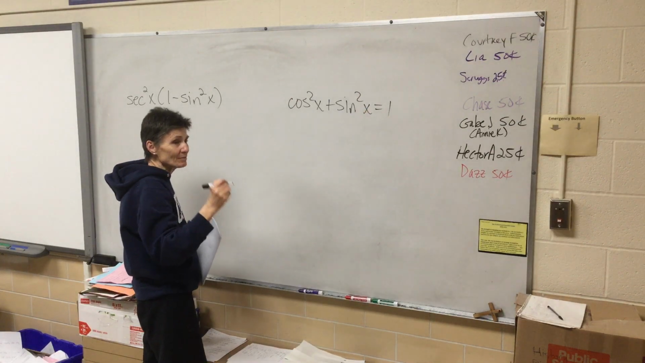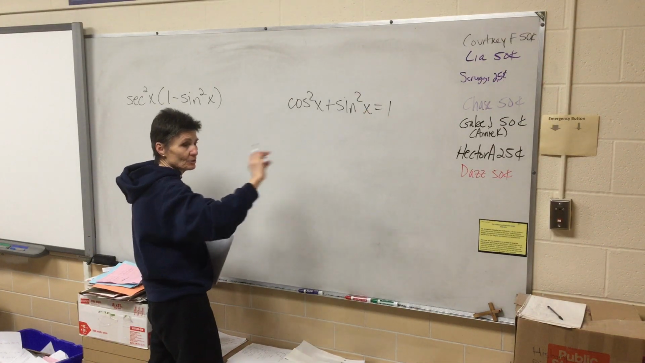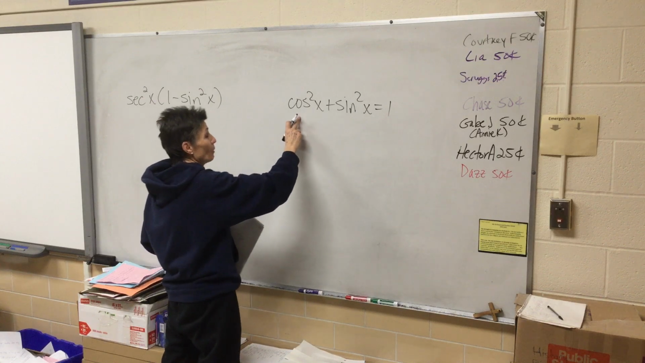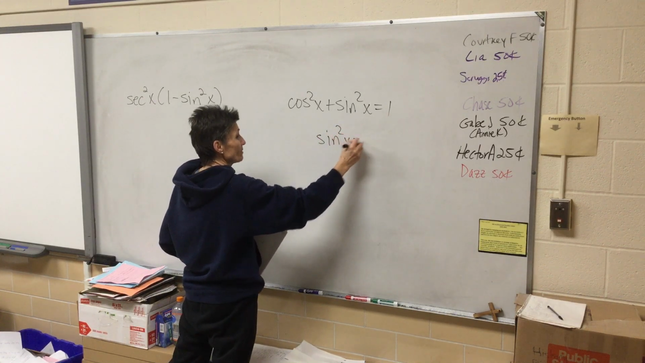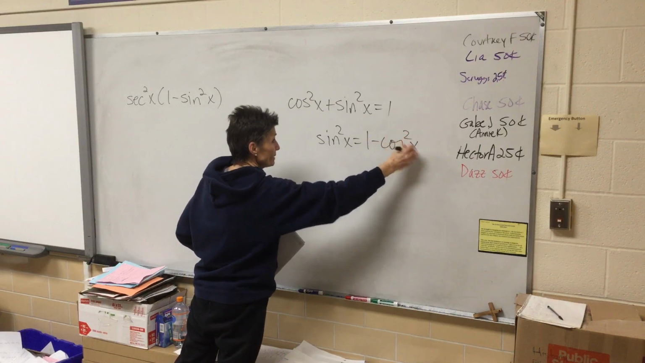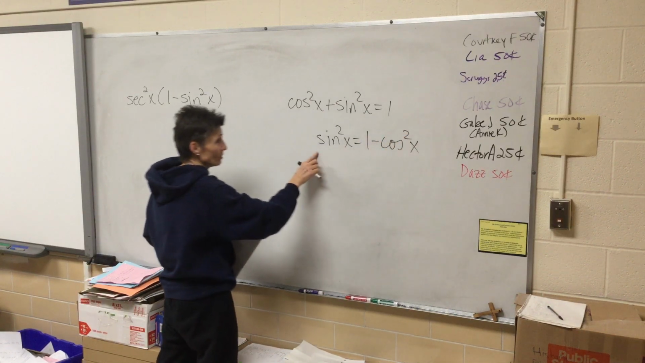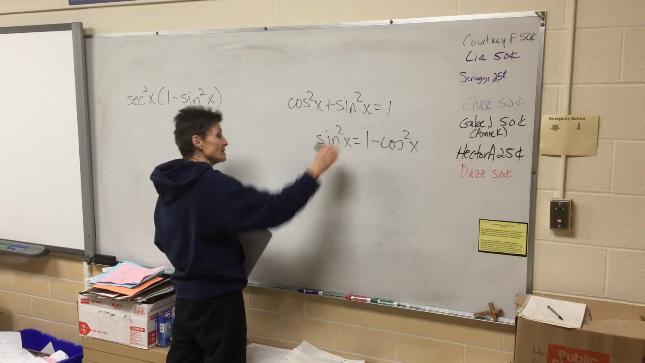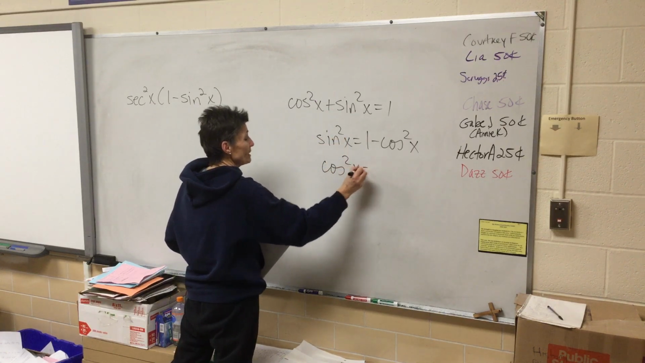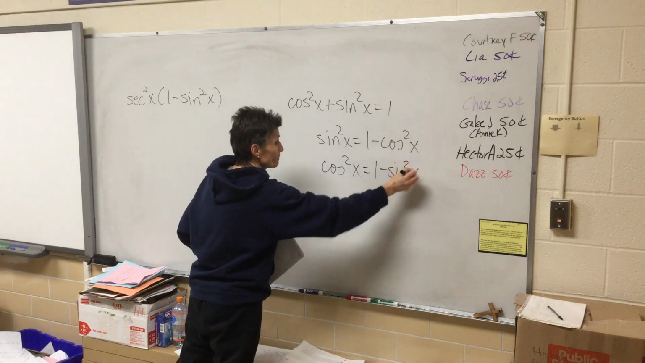If you have not already added to the colored sheet, I want you to move the cosine squared over so you have sine squared equals 1 minus cosine squared. I want you to add that to the colored sheet right next to this one. And if you move the sine squared, you'll have cosine squared equals 1 minus sine squared.